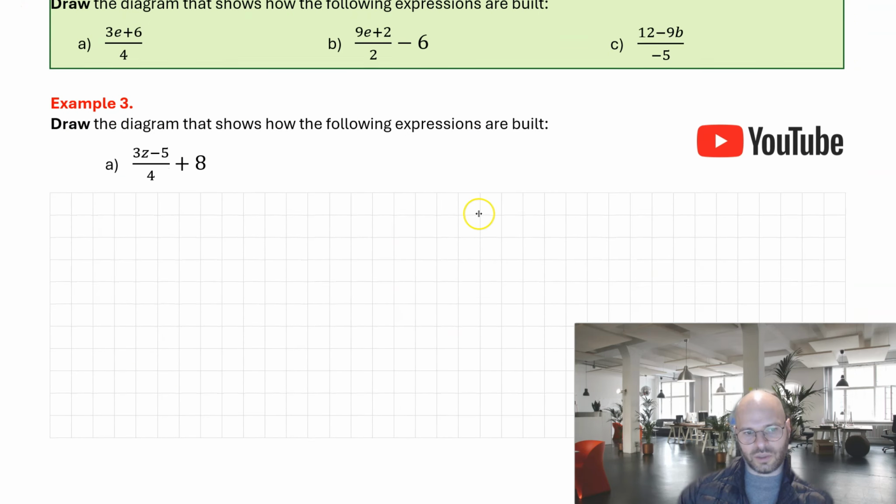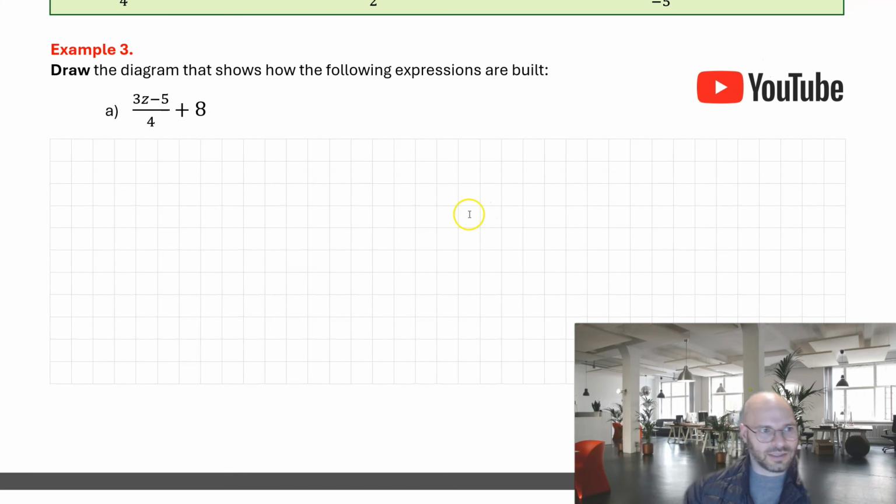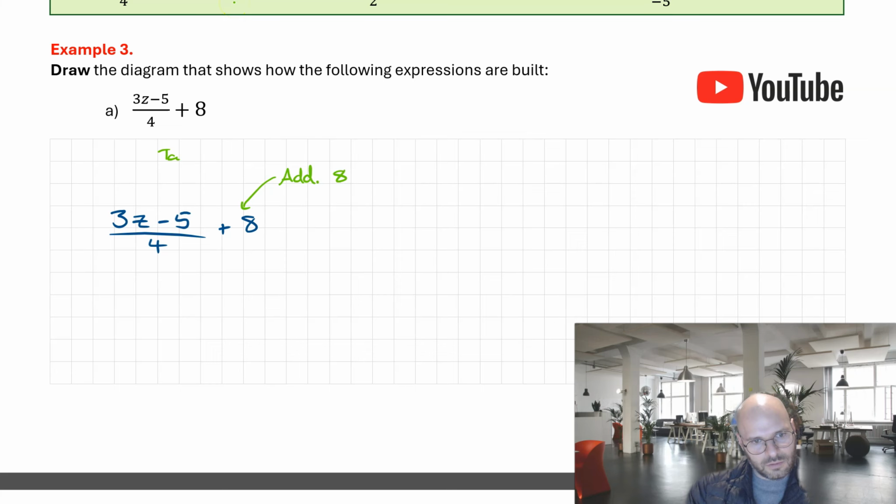Moving down, we increase the degree of complexity here. We have 3z minus 5 all over 4 plus 8. Let's have a look at our operations we have. There's an addition of 8. We have a take 5. We have a times 3. We have a divide 4.